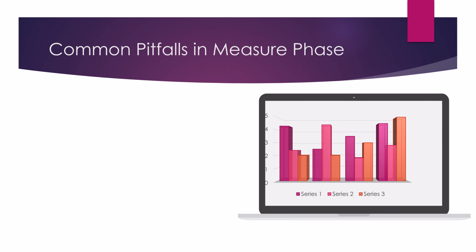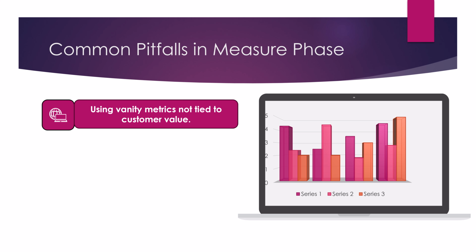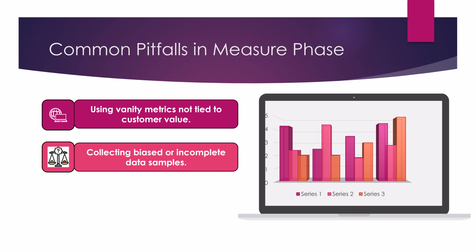Watch out for common mistakes in the measure phase. First, avoid picking vanity metrics, numbers that look good but don't reflect what the customer truly values. Always make sure your measures link directly to customer needs. Second, be careful about biased sampling. Don't collect only the easiest or most convenient data points, like short calls or specific shifts. That can distort your baseline and hide real problems.